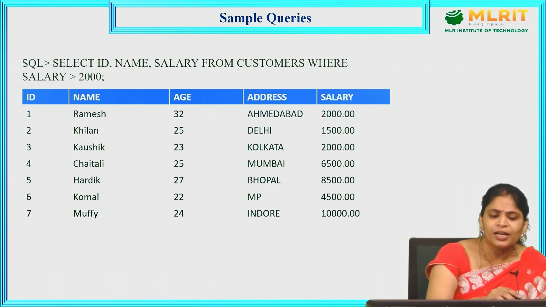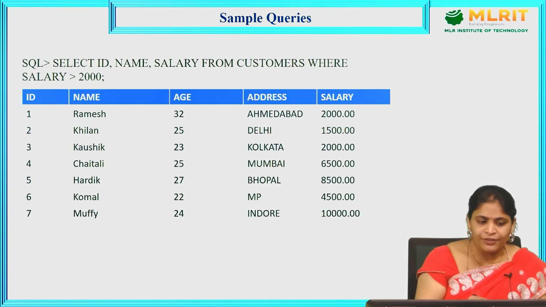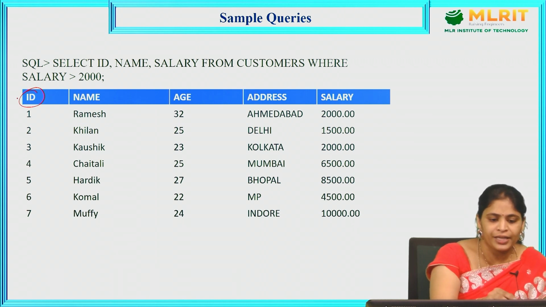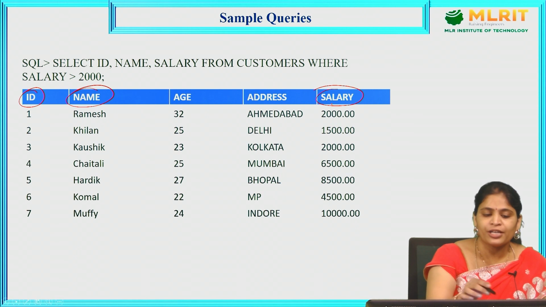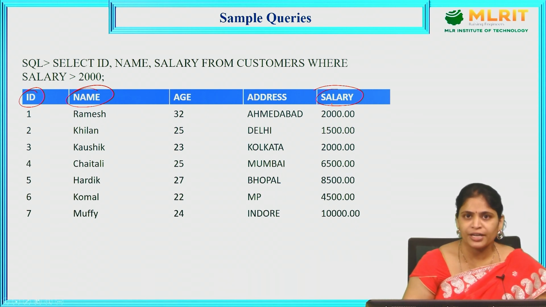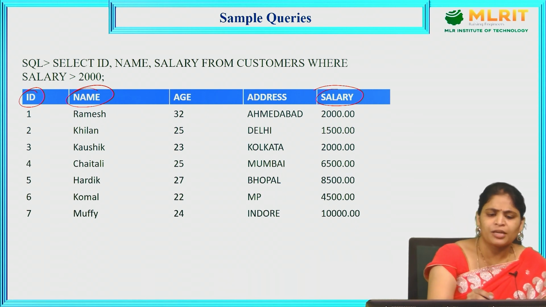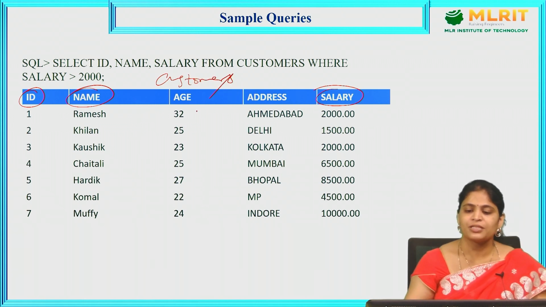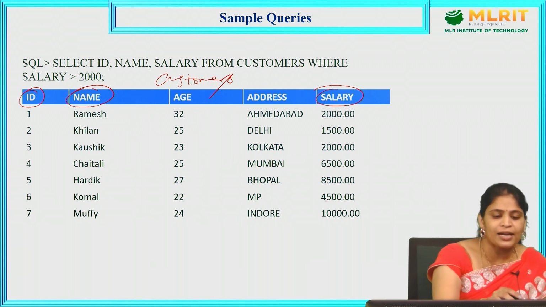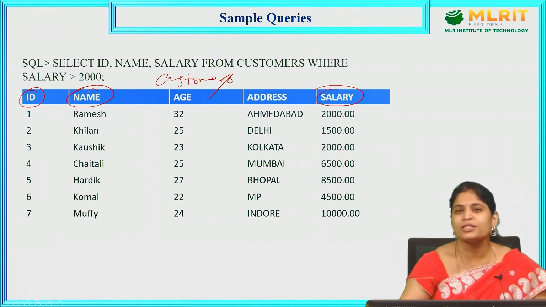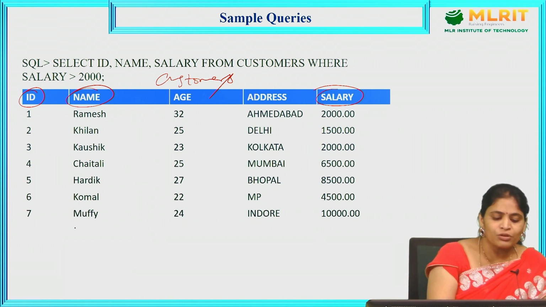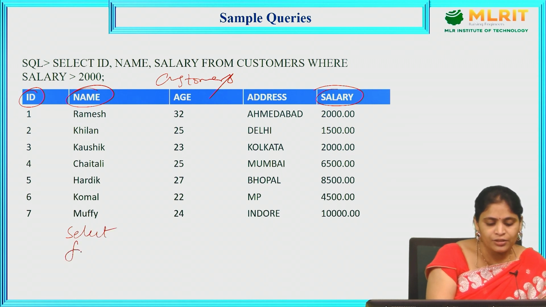So here I want to retrieve the customer ID, name and salary. I want to retrieve these three columns of data from the customers table, from the customers table whose salary is greater than 2000. So I have represented three clauses: select, from and where.